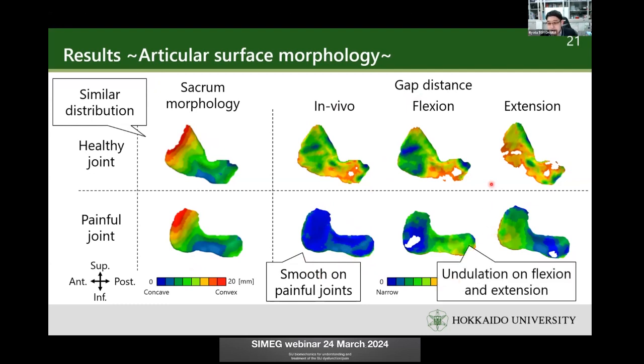And on the flexion and extension state, here is blue, but here is green, so a bit higher, a bit wider. So this means that they have an undulation on flexion and extension, so that they can get each other and fix the joint.